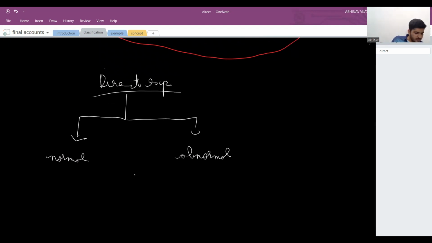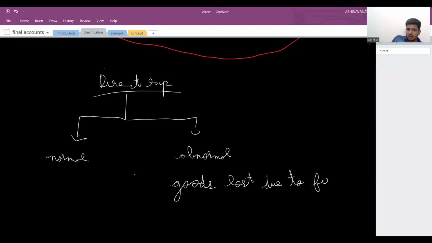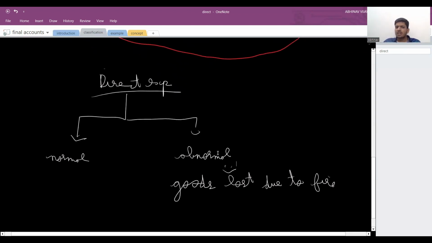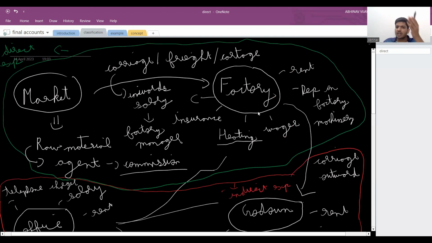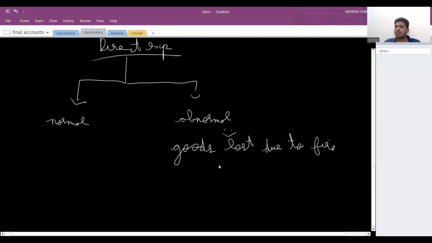For example, goods lost due to fire is an abnormal expense. Why? Because it does not happen every day in your business. But rent occurs almost every day, depreciation occurs every day, wages you need to pay every day, heating happens every day, insurance you need to pay, salary or commission or carriage needs to be paid every day. But goods lost due to fire is very rare and very abnormal. It generally does not happen in your business and you don't want it to happen.